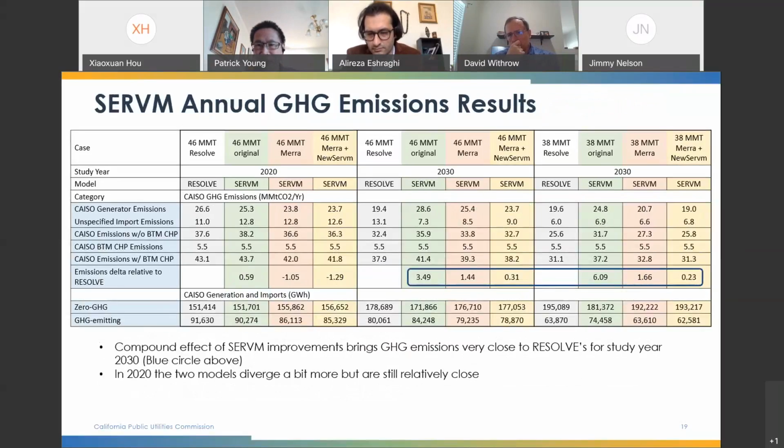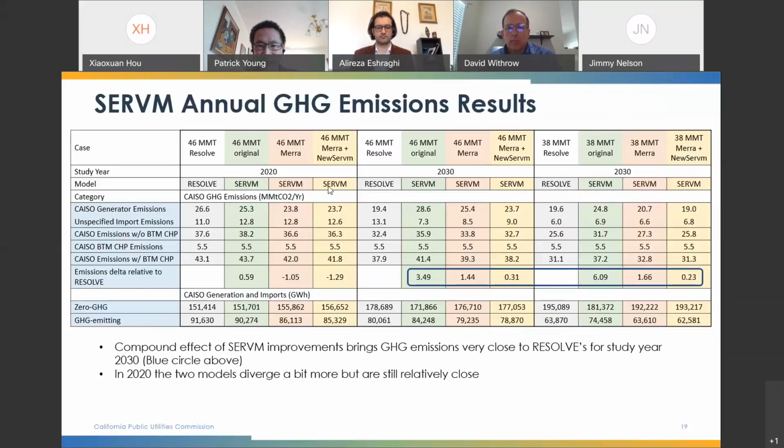And there's just one major takeaway from this table, which is that because of the compound effect of the wind shape update and the dispatch changes in SERVM, we actually align quite well with Resolve now. You can see that for the 2030 numbers, we made a significant improvement in the consistency of GHG emissions modeled by Resolve and SERVM. That's the numbers circled in blue in this table.